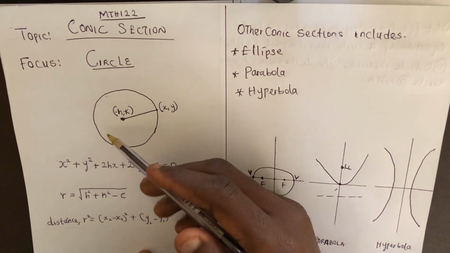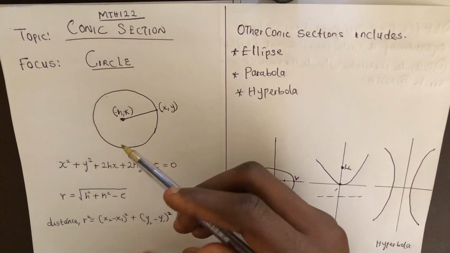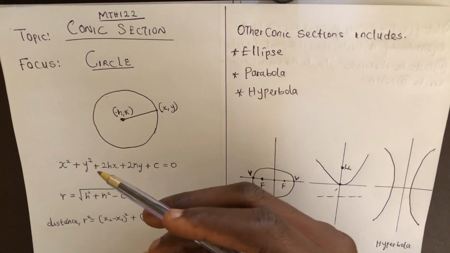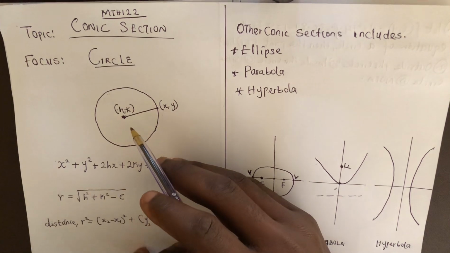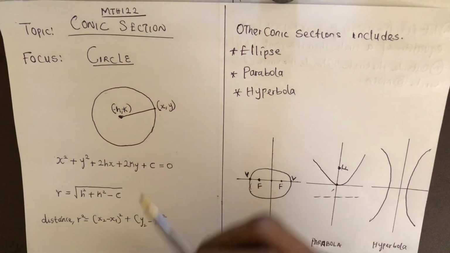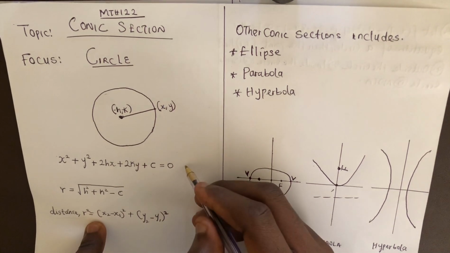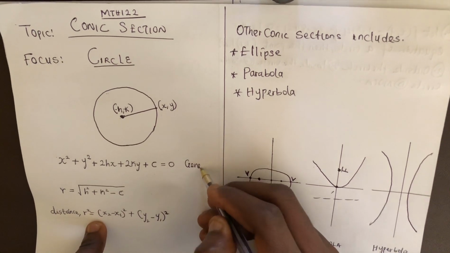At the same time, you can also say that a circle is a particular conic section that is gotten as a result of the cutting plane being perpendicular to the cone's axis. Okay, I'm not going to be talking much on that. Now, here is the general equation of a circle. So, this is the general equation of a circle.